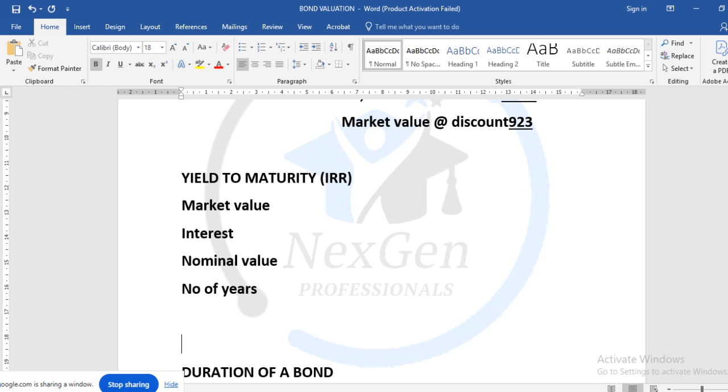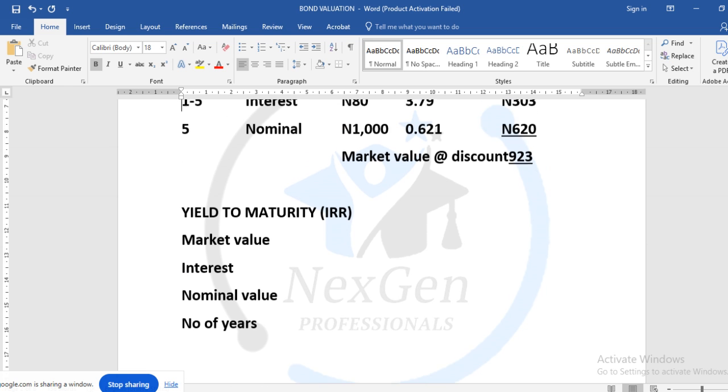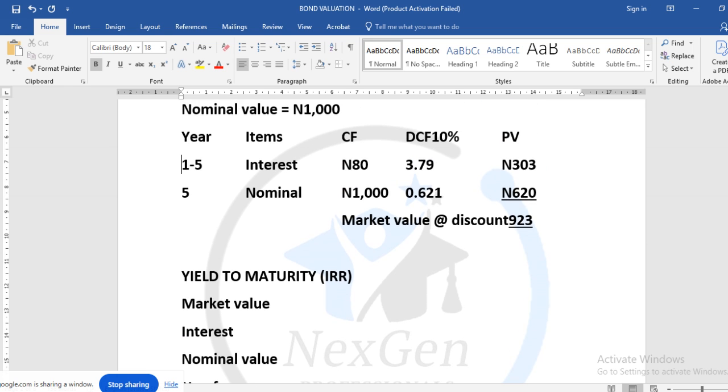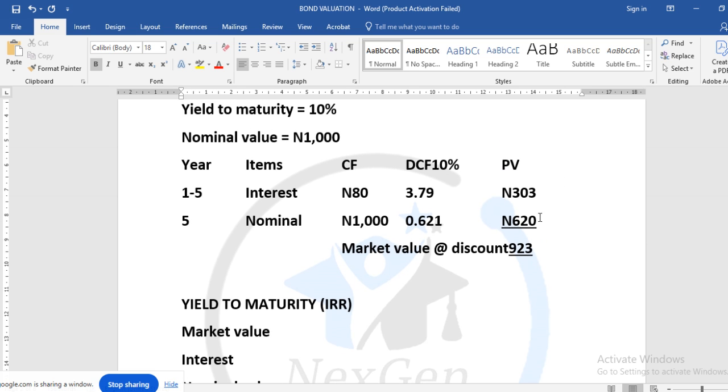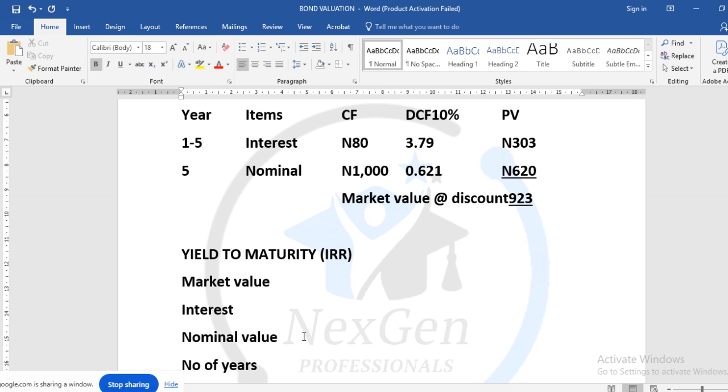Class, therefore you cannot be given two unknowns. You can see when you want to determine yield to maturity, class, understand this thing. Let me come back again because you will still do some mathematics. Interest plus the nominal value will give you the market value. At the same time, when you want to determine the yield to maturity, you need the market value. So therefore, you cannot be given two unknowns, right?